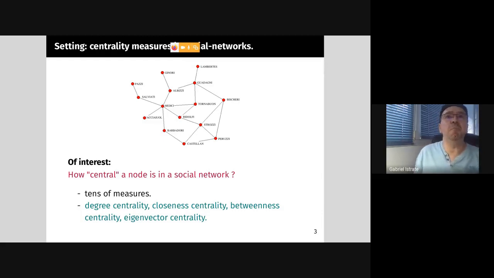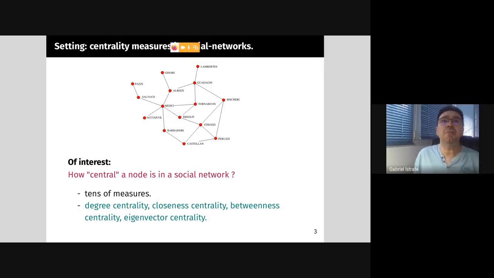So our starting point is something very simple, and that's the notion of centrality measures in social networks. So here you have a graph, a network of important families in medieval Florence, and basically how they were related. And you can see from this example that some nodes are more important than some other ones. And one name which you definitely know of all these families is the name Medici.